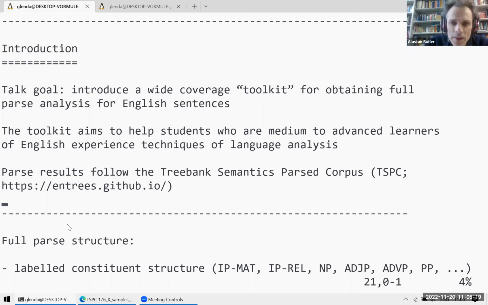I'll talk about the purpose. It's very much a kind of a tool that I want to create to help me teach my students about techniques of language analysis. And so I teach students who are medium to advanced learners of English, and I want them to know more about the structure of English. And I think teaching them about parsing is a good strategy for doing that.